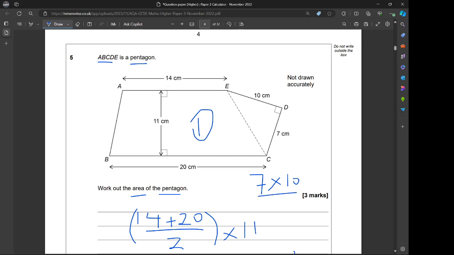7 times 10 is 70. 70 divided by 2 is 35. And my units for area in this case are centimeters squared. So that's the area of my triangle.